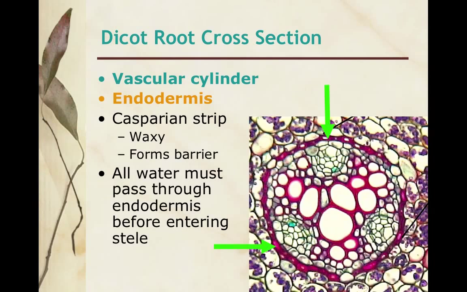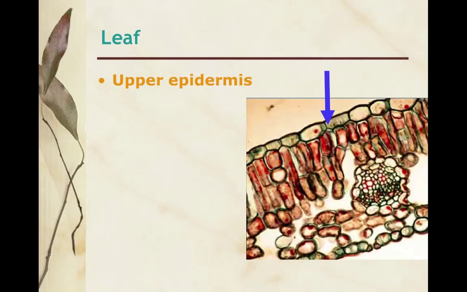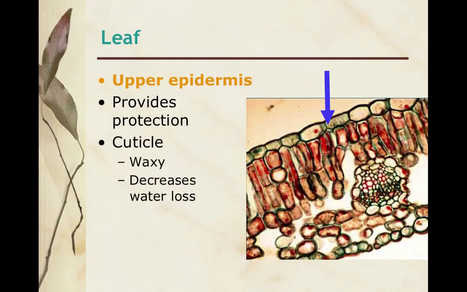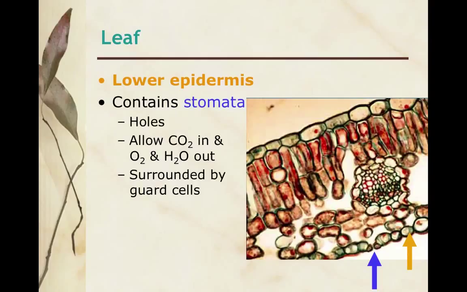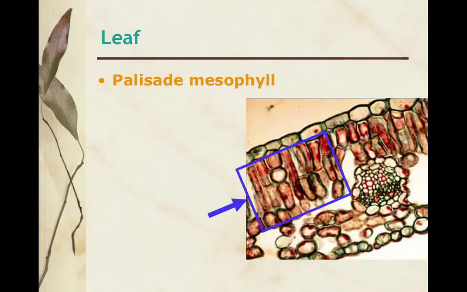And then up at the top, okay, last thing, we're going to look at the leaf here, because up at the top of the tree. So the upper epidermis provides protection, and it has a cuticle that is waxy and decreases the water loss, okay? And then on the lower epidermis, that's where you have your stomata, those little holes that allow carbon dioxide in and water and oxygen out, because photosynthesis is occurring. And they're surrounded by guard cells, the cells that protect them and help open and close them.